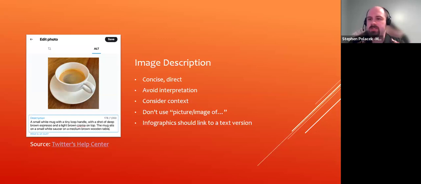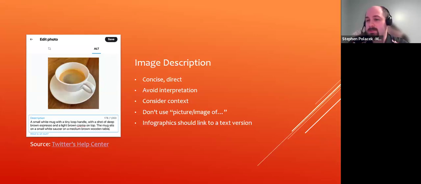So the example I have on screen here is from the Twitter Help Center on how to add description to a photo as you make a post. The picture is of a coffee cup with just some coffee in it. And the description they've written in is a small white mug with a tiny loop handle with a shot of deep brown espresso and a light brown crema on top. The mug sits on a small white saucer on a medium brown wooden table. It's 178 characters. They offer a limit of 1,000. That's a lot.